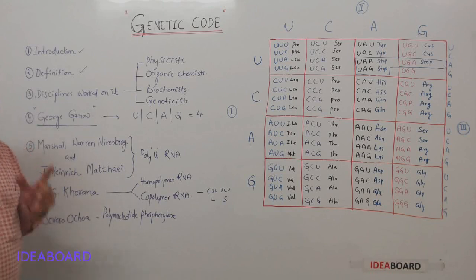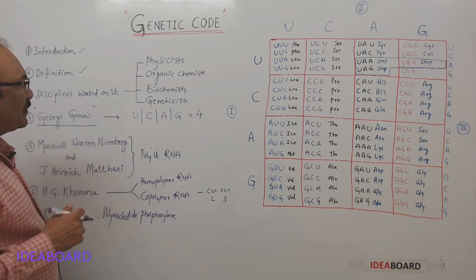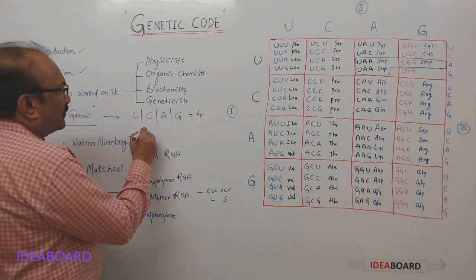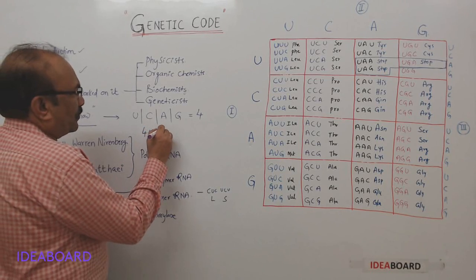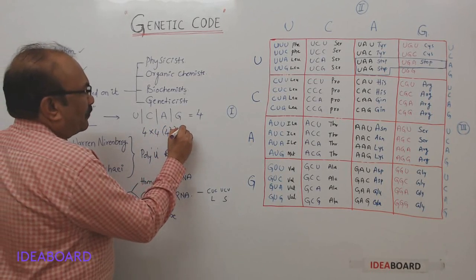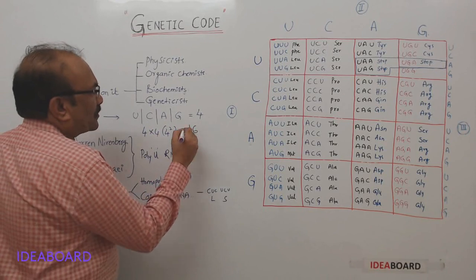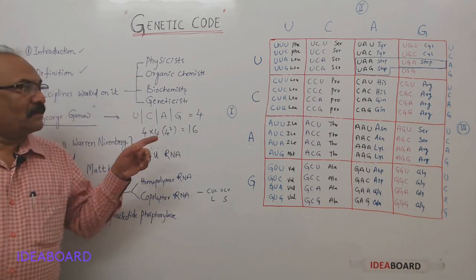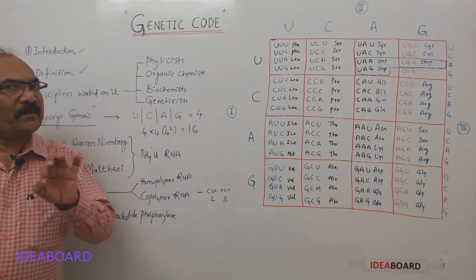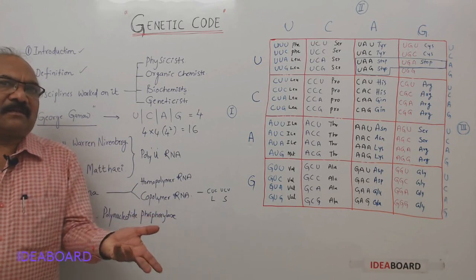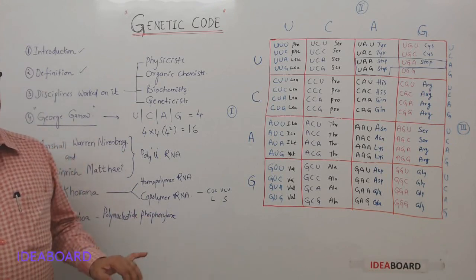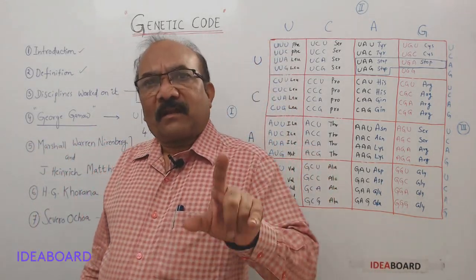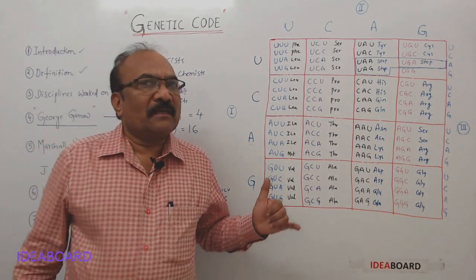Sixteen. That's why some people thought of the combination of these four, that is 4 square or 4 into 4, which will give how many codons? 16 codons. So this can be called a doublet codon, and this doublet codon is also not sufficient, because only 16 amino acids are getting codons and 4 are not getting. So this is also insufficient.